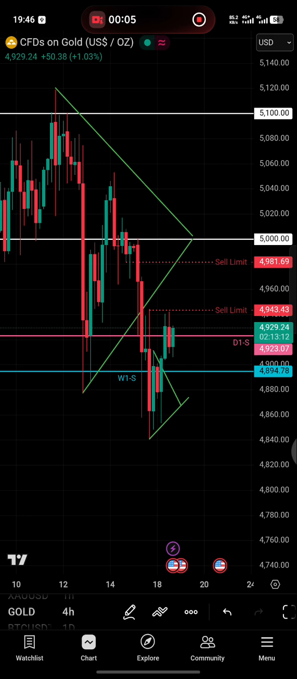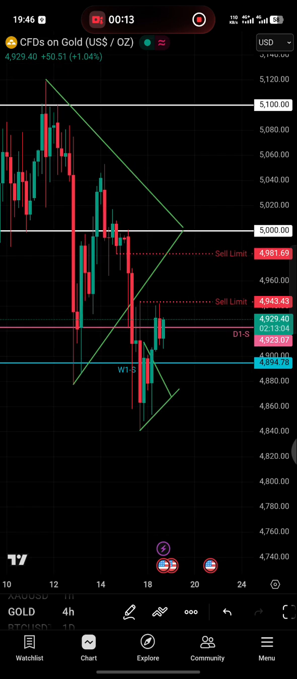Today I'll be analyzing and updating the gold chart on Wednesday, the 18th of February, to see whether the market right now is producing a bullish or a bearish price action.